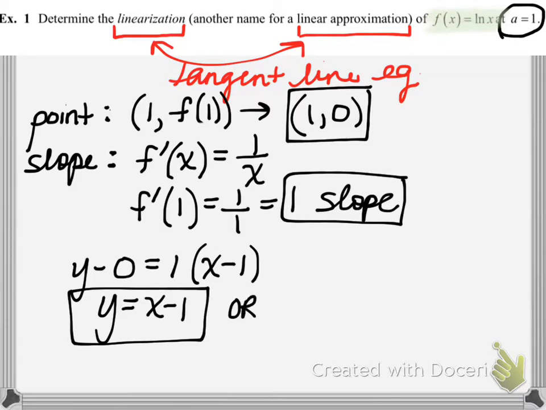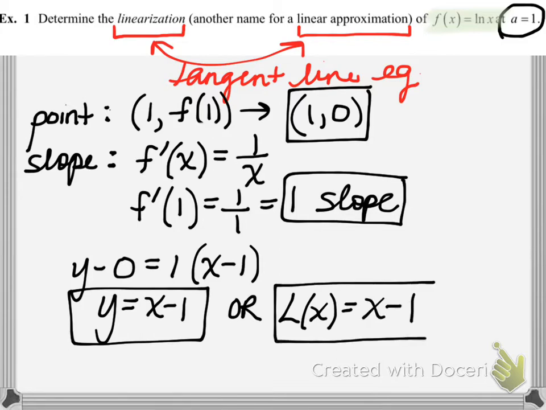However, when you typically look this up in a textbook, they will again label this, instead of y equals, as L of x is equal to. So L of x is equal to x minus 1. Either answer is acceptable, they're equivalent, they're both the equation for the tangent line at the point where x is equal to 1.